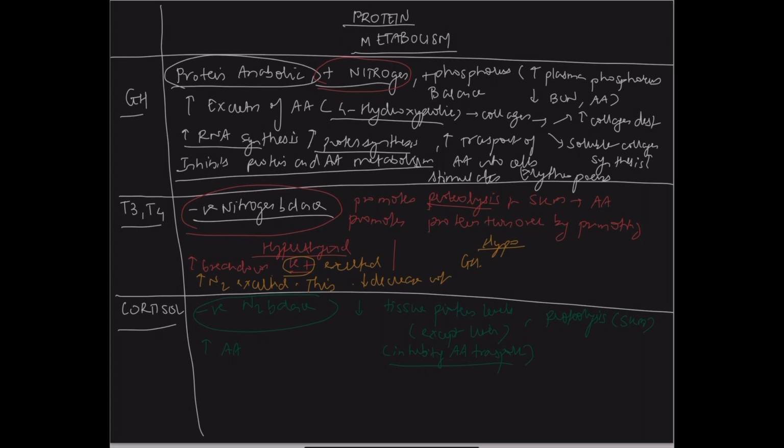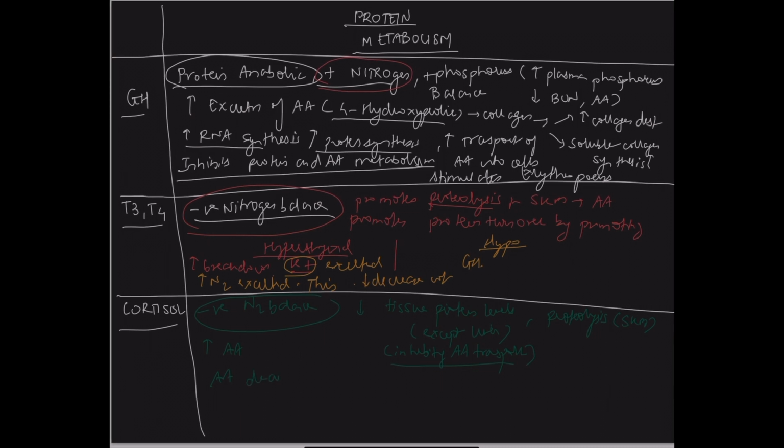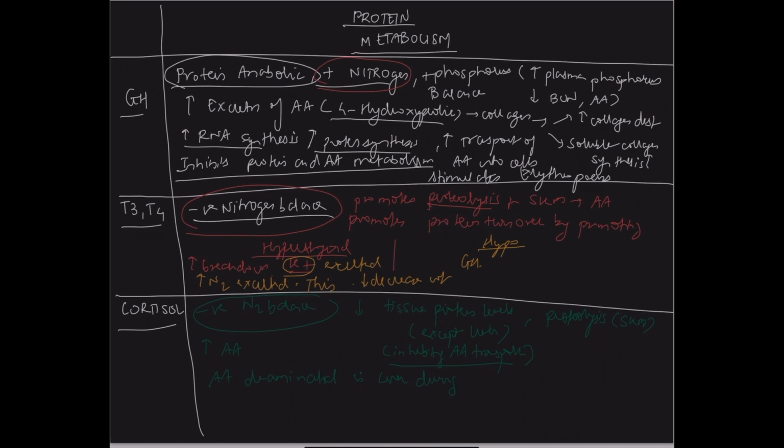Also, amino acids are deaminated in the liver. So the deamination takes place in the liver during gluconeogenesis. It also activates an enzyme in the liver called transaminase.